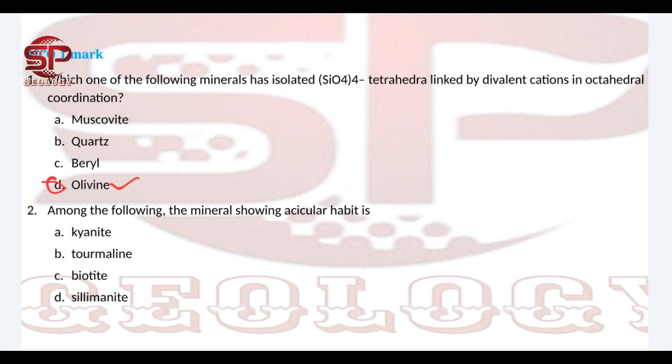Among the following, which mineral shows acicular habit? Acicular is a needle-like habit. So sillimanite it is, acicular habit. Kyanite is bladed. Sillimanite, so acicular.